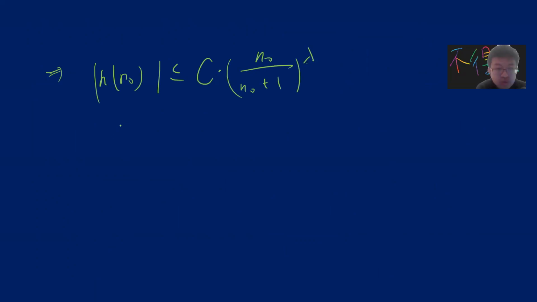So what you try to do is just let lambda go to infinity. Then this factor is less than 1, so it will become 0. So h(n_0) is 0. That's it.